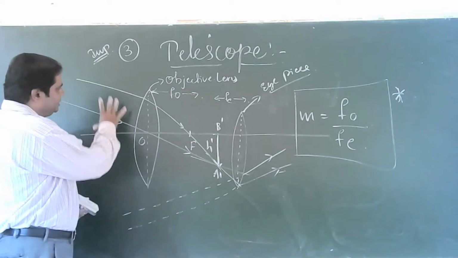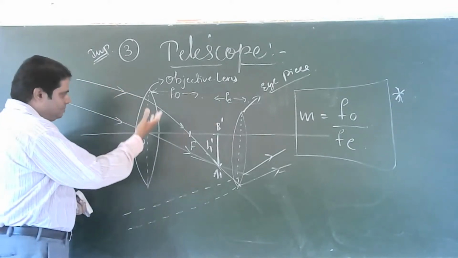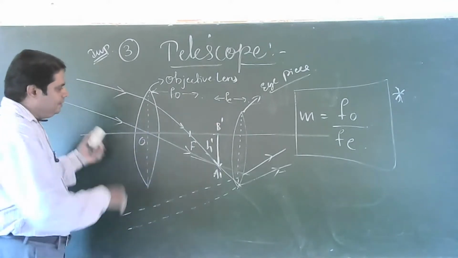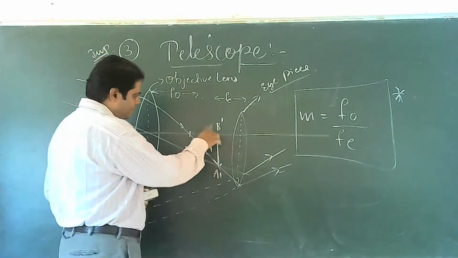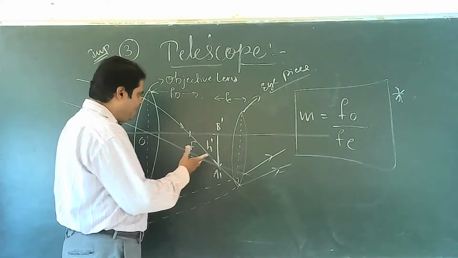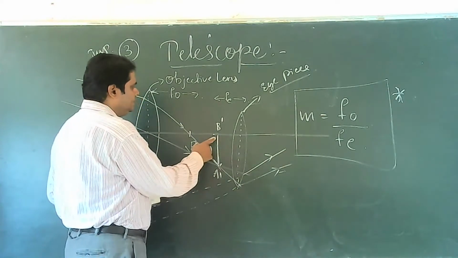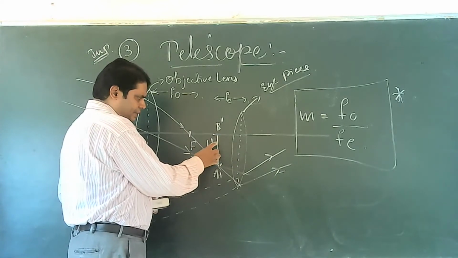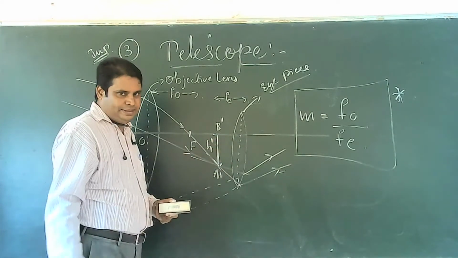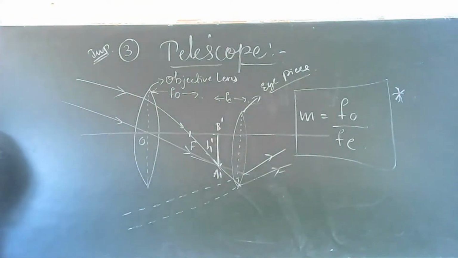So, a light beam from a distant object, when incident on your objective lens, will form an image, of course a real image, somewhere here. Then this image acts as an object for the second lens, and we observe your final image at infinity. Okay.